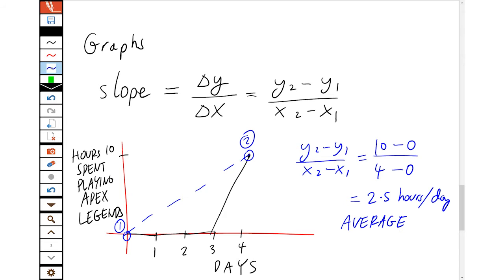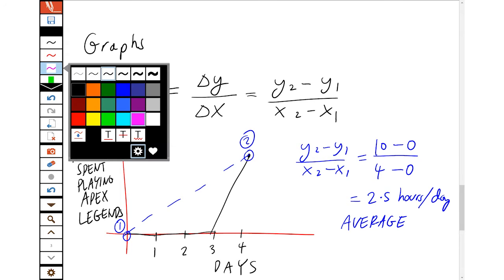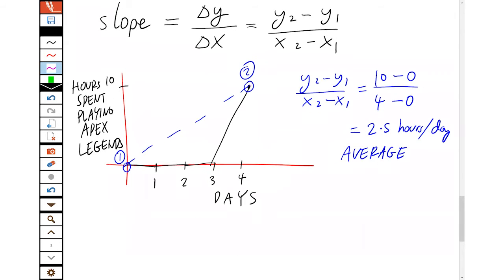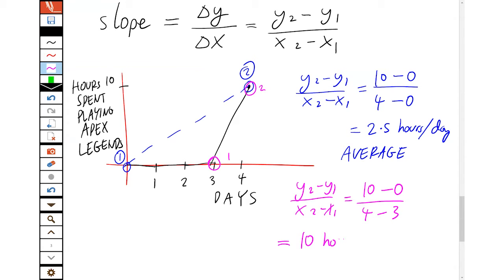If we instead want to look more specifically at what happened, we can take the instantaneous value that lines up with this point going along there. So now we'll call that 2 and 1. So now the second value minus the first, the second value minus the first. So that's 10 minus 0 over 4 minus 3. And that's 10 hours a day.